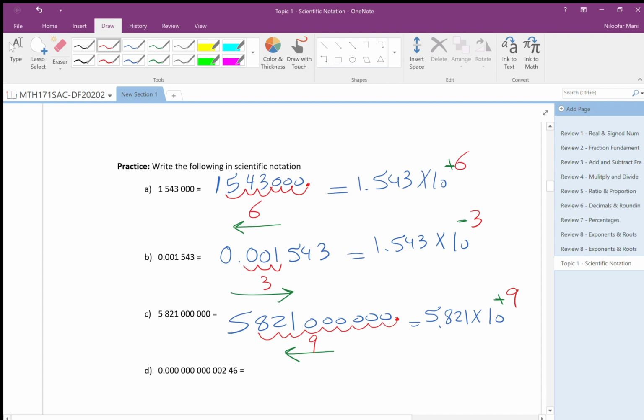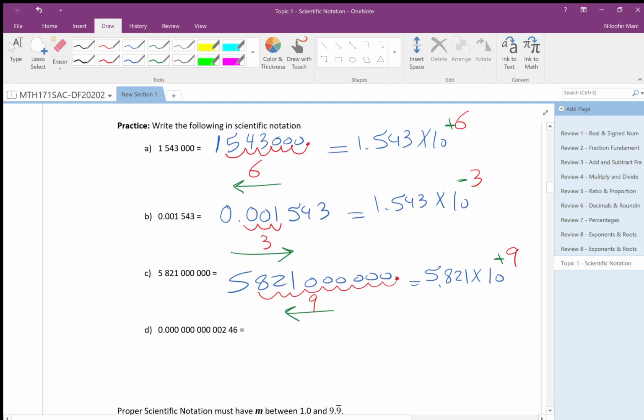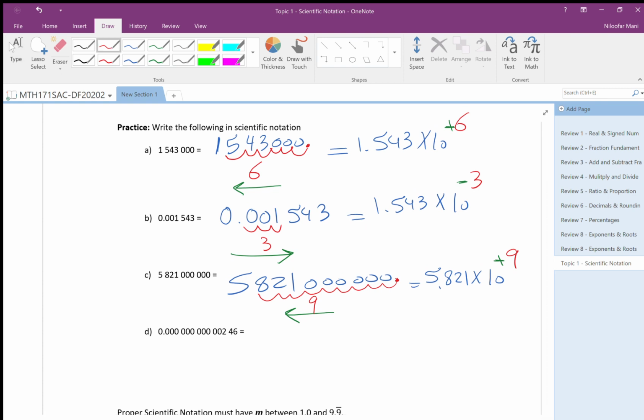Okay, so how about this? How many? So 3 here and another 3, another 3, another 3. So it's 12. Okay, so I have 12 moves, and to which direction? To this direction. Okay, so it is 2.46 times 10 power. I went to the right.